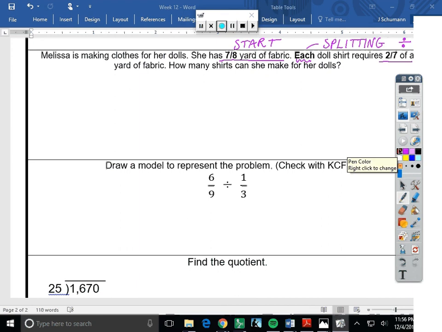And the last thing that really jumps out at me, I like to code a little bit differently. Oftentimes I will circle it. It says how many shirts can she make for her dolls? I know I'm looking for how many shirts, and I'm going to put a question mark right next to those words because that's going to help me do some labeling in a minute.